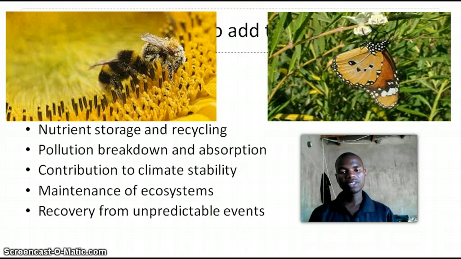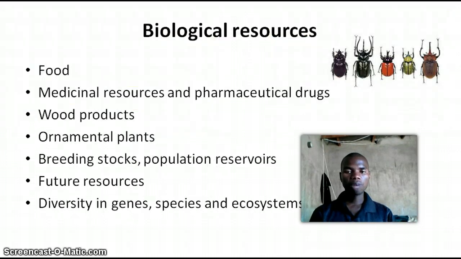When the plants and wetlands act as carbon sinks, they reduce climate change and maintain the ecosystem. A healthy ecosystem is balanced by the plants and the animals found in that area. So biodiversity acts as a maintenance of the ecosystem, helping recovery from unpredictable events. If there was a flood and it wiped everything away, the grass will start growing faster to recover the damage. And then we've got biological resources.